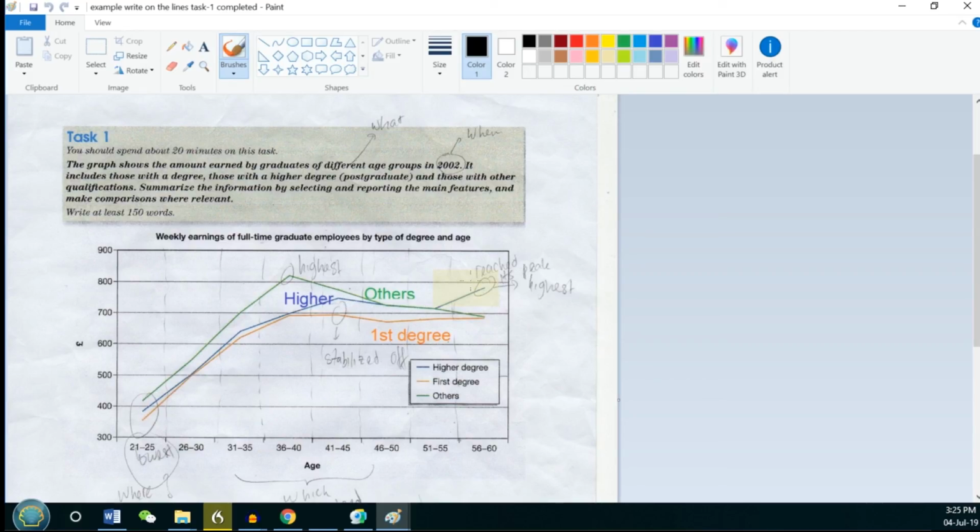Okay, so by writing the titles of the categories, we can avoid mistakes. We can make it easier for ourselves. Avoiding mistakes means a higher score for task achievement. Making things easier means we can speed up our writing. We don't have to keep looking back here. We forget what the green one is and we have to look back here. Oh, it's the others. So we can save time, improve our accuracy, and avoid making big mistakes.